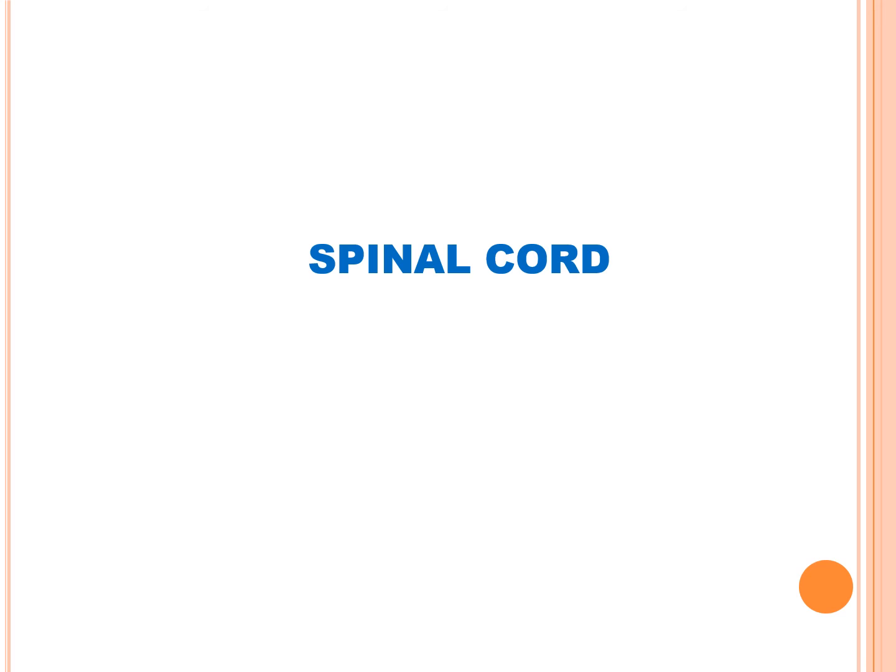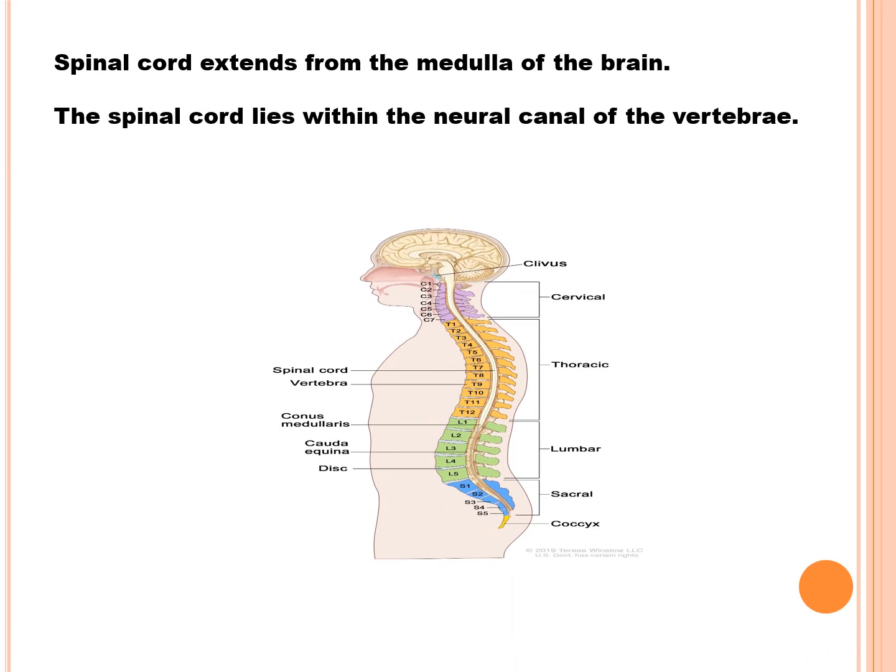Spinal cord and functions of spinal cord. The spinal cord is a part of the central nervous system. So this rope-like structure which extends from the medulla oblongata of the brain is called the spinal cord. The spinal cord is protected inside the vertebral column, that is our backbone.